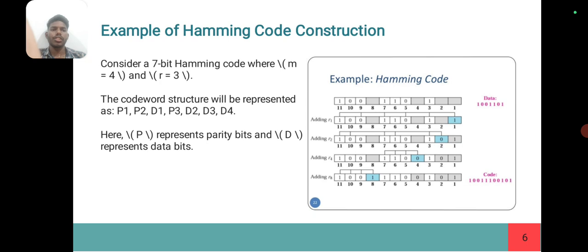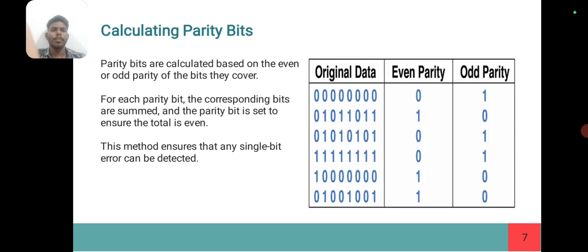Example of Hamming code construction. Consider a 7-bit Hamming code where m equals 4 and r equals 3. The code word structure will be represented as P1, P2, D1, P3, D2, D3 and D4. Here P represents parity bits and D represents data bits. Here is an example of it, shown in the form of a diagram.